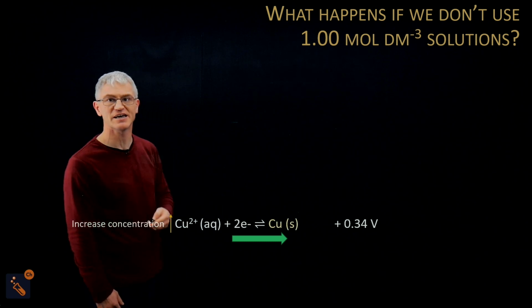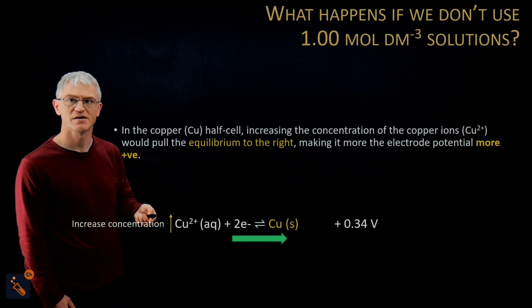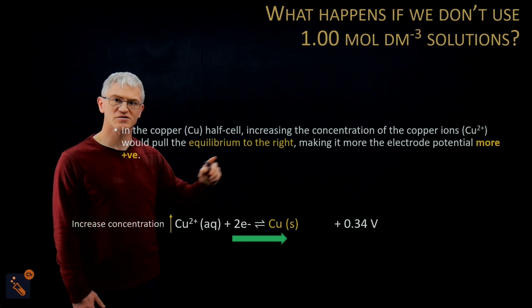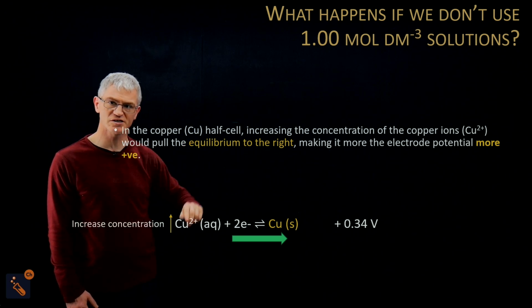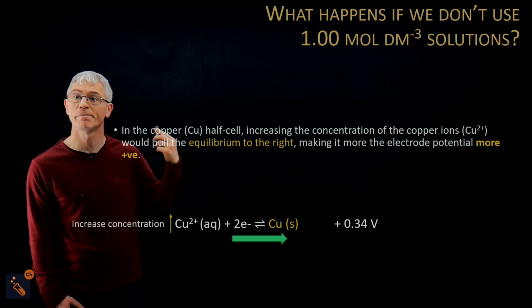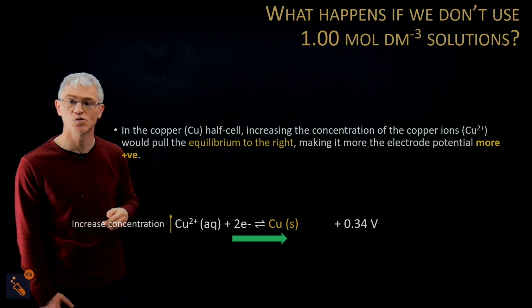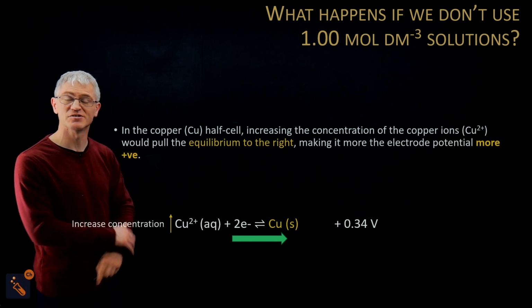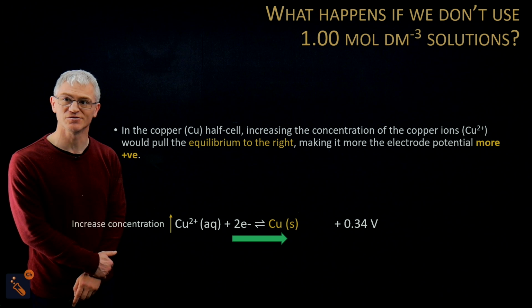Okay, so again, writing that out in a slightly shorter fashion. Increasing the concentration will pull the equilibrium to the right, making the electrode potential more positive. Okay, so making it more positive. And that's what happens if you change the concentration of solutions.